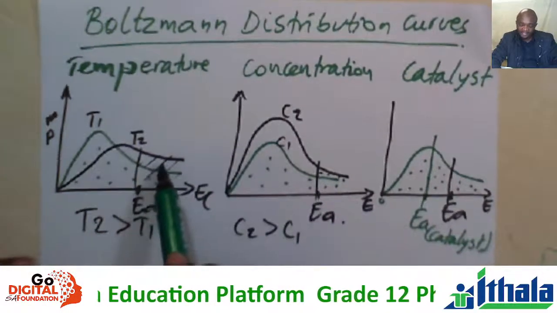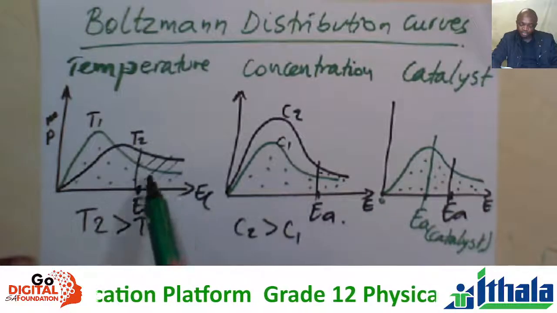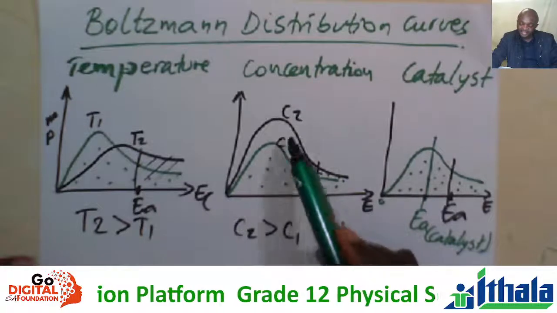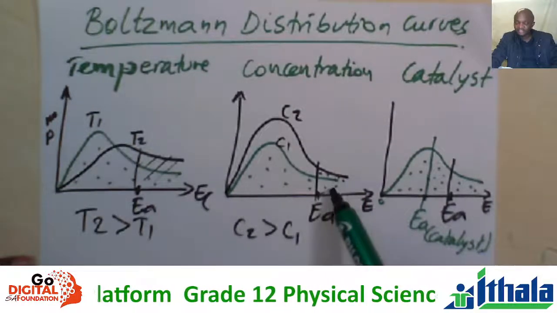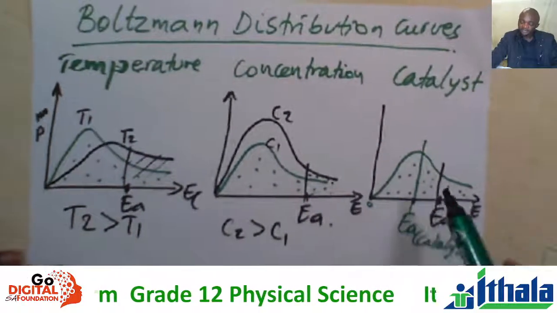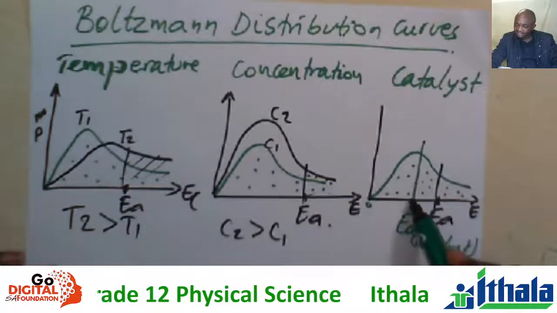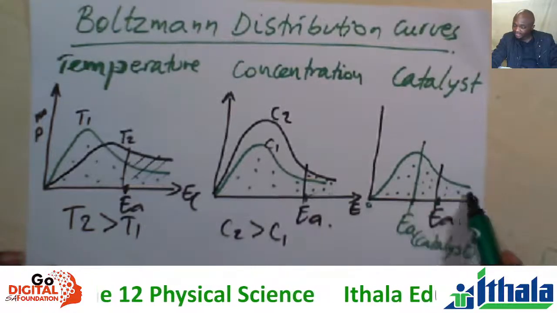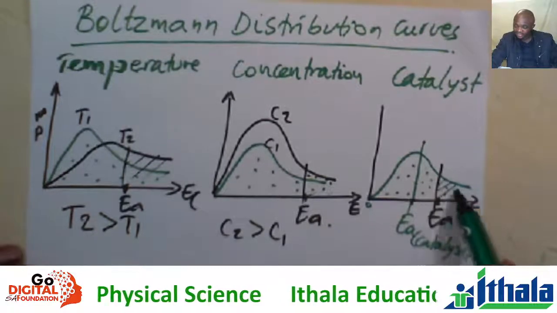Like here, this graph T2 has a bigger area compared to T1. The graph C2 has more particles, so a bigger area than C1. Then we see that the one with the catalyst has a bigger area than the first one without the catalyst, which has only this area.